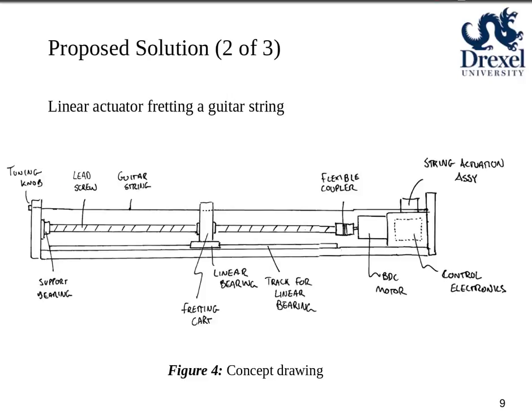Here's a simple drawing of the system to help visualize it. So here in the center we have our lead screw, which is rotated by our motor over here on the right. The fretting cart is what provides tension on the string, and that's moved on a linear track by this lead screw.